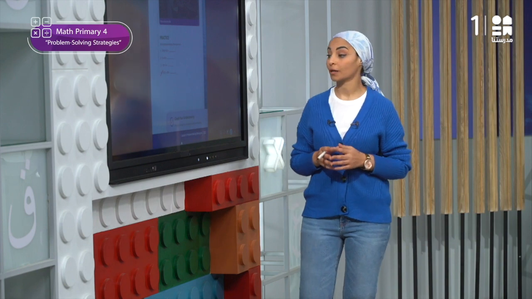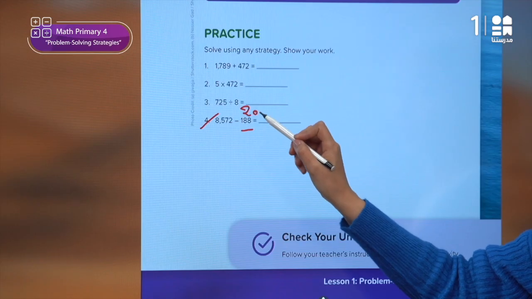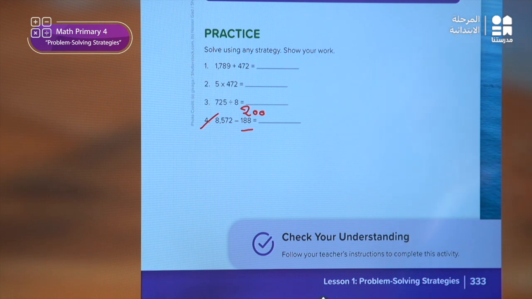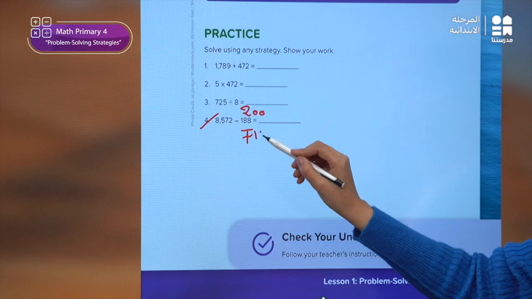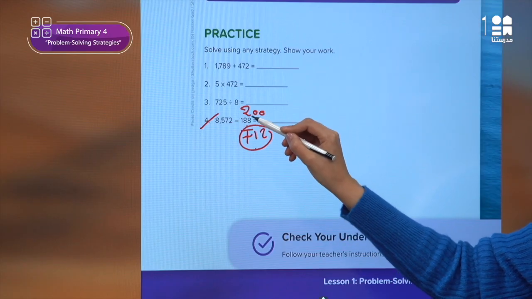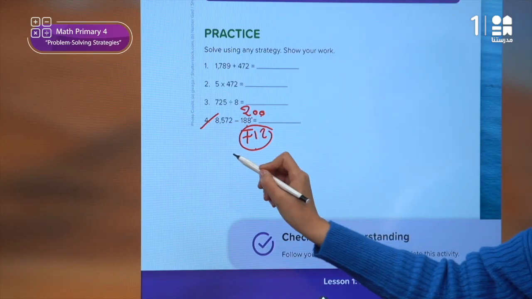We could solve it by using what? By using the compensation strategy, by making a benchmark number. Now we can notice the benchmark closer to 188. Yes, the benchmark is 200. The closest benchmark to 188 is 200. So this means I add how many numbers? Yes, I add 12. So if I do 188 plus 12 it will give me the benchmark which is 200. Now let's subtract 200 from the biggest number. So what will I do?